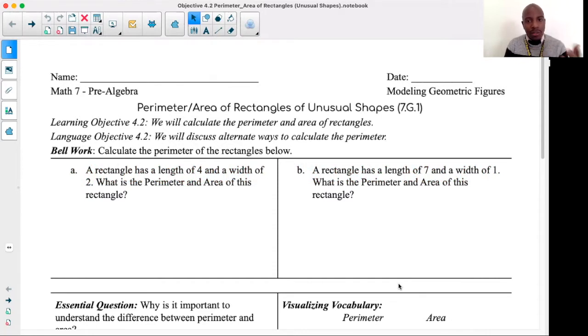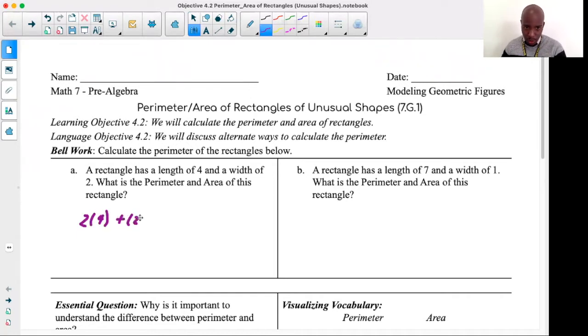All right. I hope you had enough time to work on the bell work. As you notice in the bell work, both A and B, there is no image there. But what I would like you to do, as I mentioned in the last lesson, is draw yourself some rectangles if you need it. If you don't need it and you're able to do 2 times 4 plus 2 times 2, and you would get 8 plus 4, you get 12 for the perimeter.